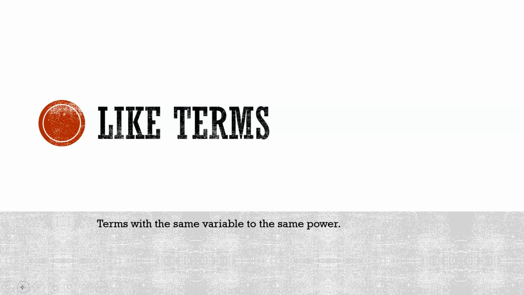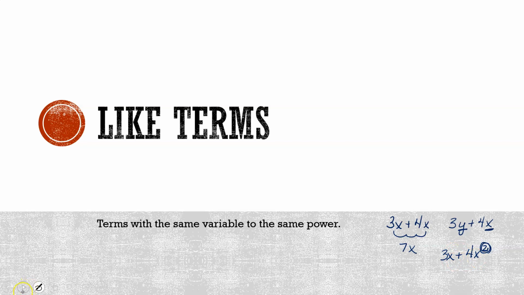Like terms are terms with the same variable to the same power. So 3x and 4x are like because the variable they have is x and it's to the first power. So you can put these together to make 7x. If I have 3y plus 4x, I can't combine these because they have different variables. If I have 3x plus 4x squared, I also can't combine these any further because the power is 2 and the power is 1, so they're not like terms.